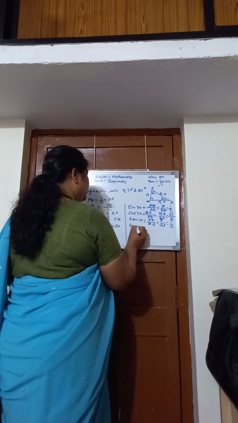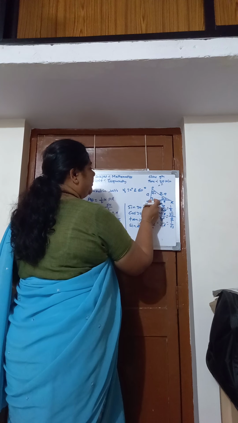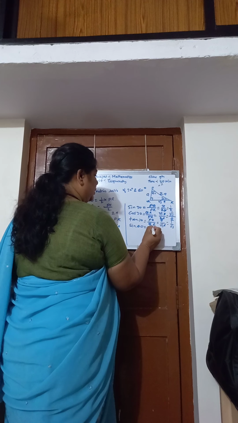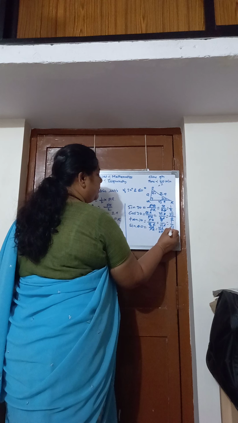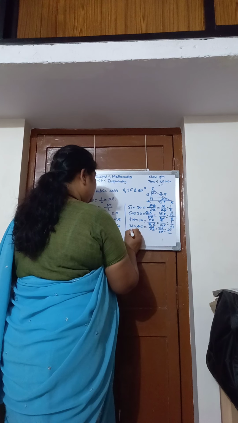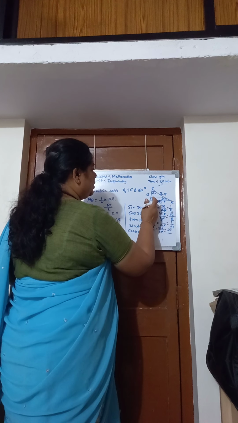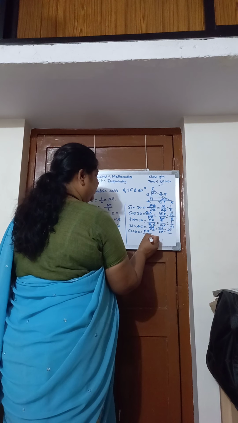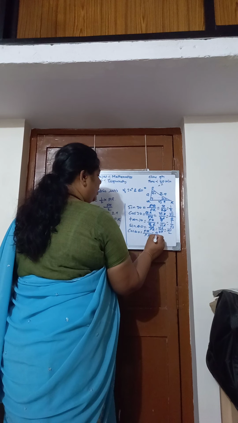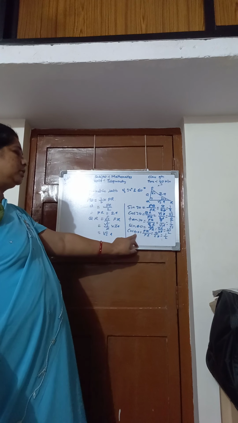Then we have to calculate sine 60. Sin 60 equals, taking angle 60, QR upon PR. QR is root 3A by 2A. A gets cancelled, root 3 by 2. Then cos 60 equals PQ upon PR. PQ is A upon 2A. A gets cancelled, 1 by 2. Got it? We have calculated cos 60.